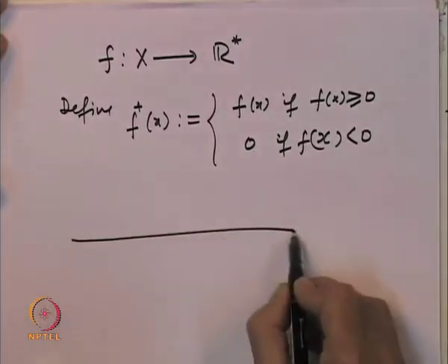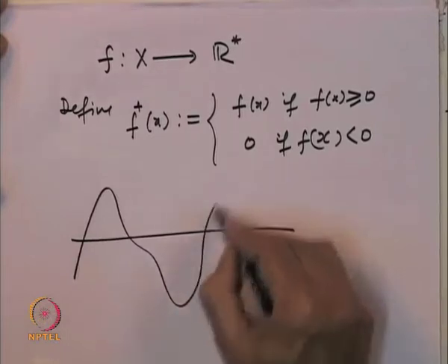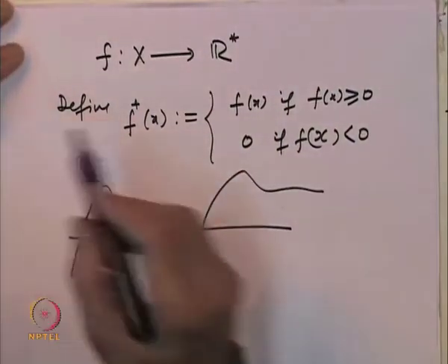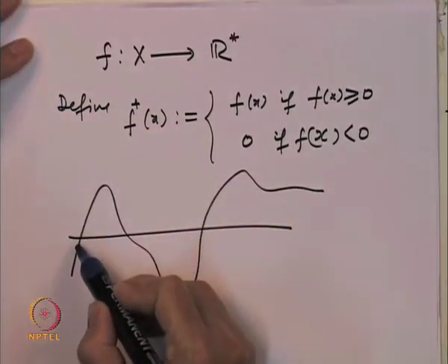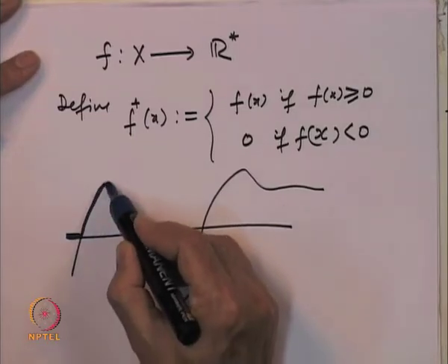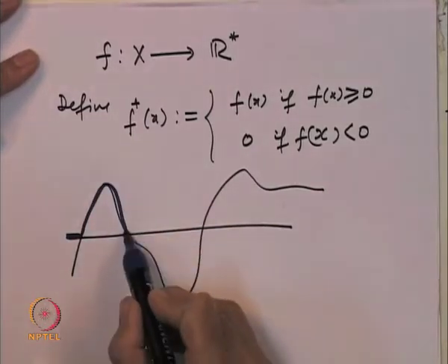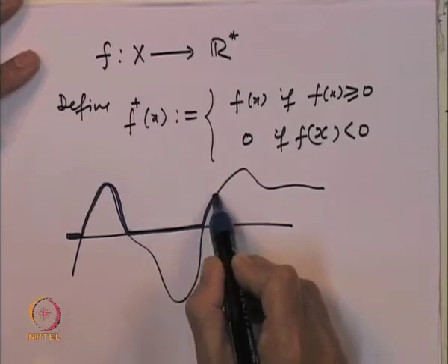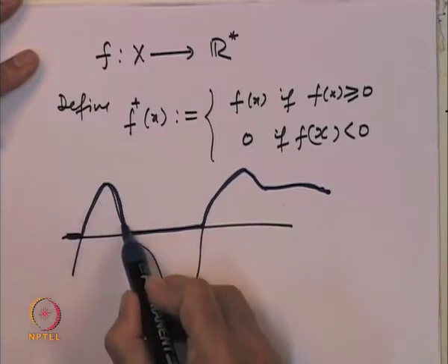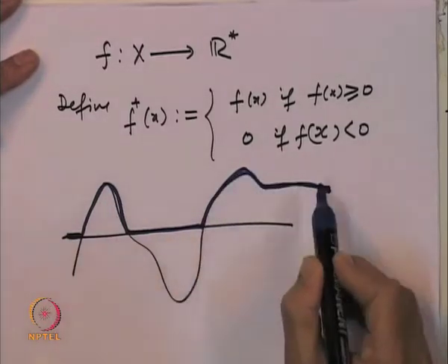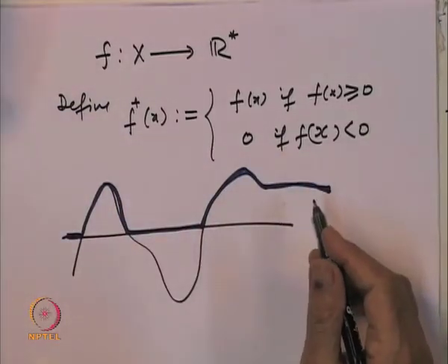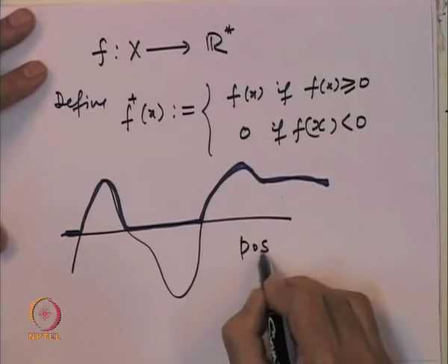So if this is the function f of x, then what is f plus? When it goes below, you keep the value to be 0; when it is up, you keep it as it is. Now it is going below, so keep the value to be 0, and now it is going up. So this is the function f plus. This is called the positive part of the function.